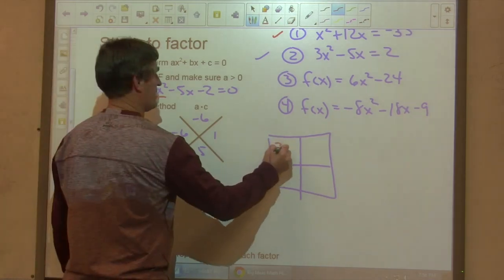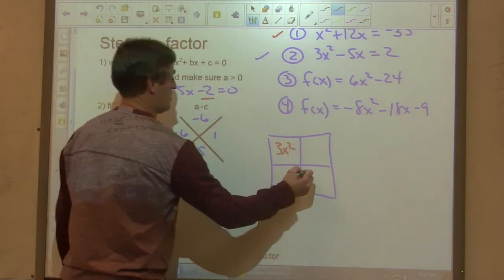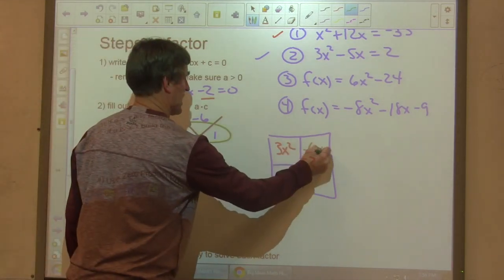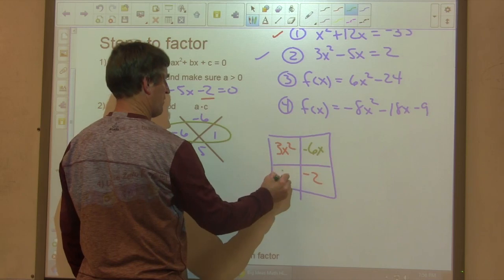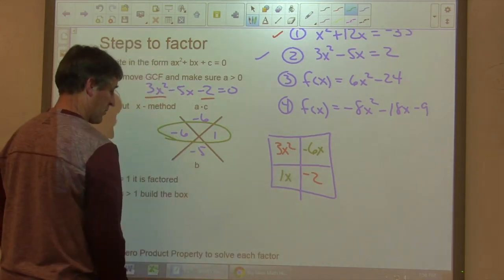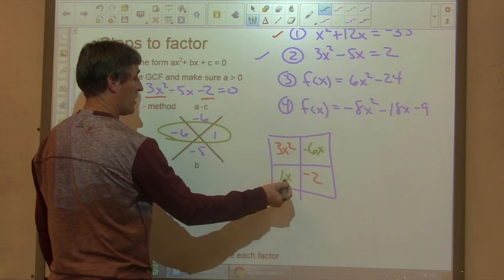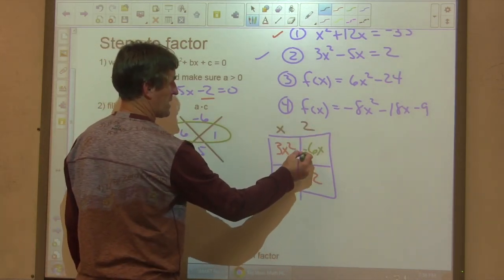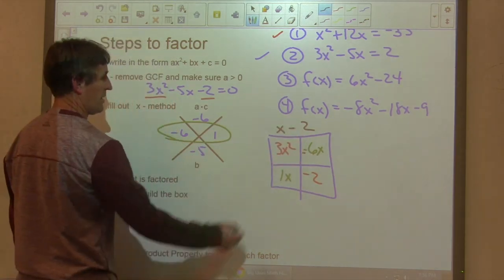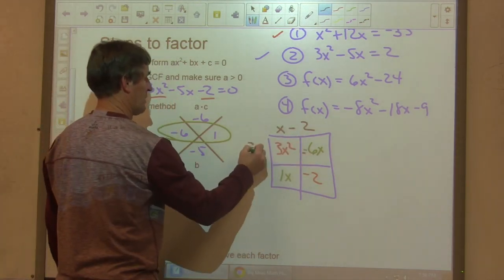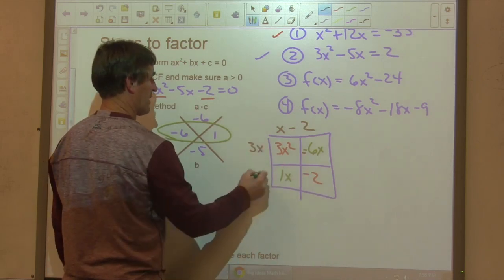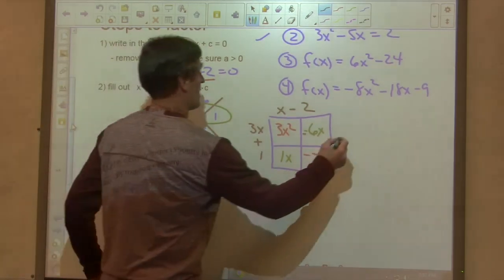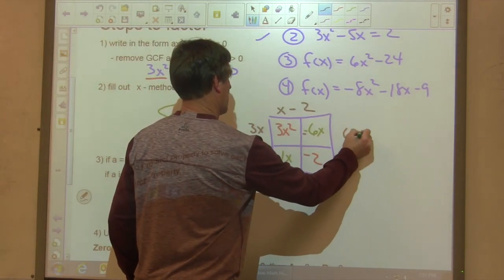So 3x squared minus 2, negative 6x, positive 1x. The greatest common factor of 3 and 1 is 1, but we have an x. Negative 6 and 2 would be 2. The first box is negative, so that's a minus 2. 3x and 6x would be 3x. 1 and negative 2 is 1. The first box is positive. So we get 3x plus 1.